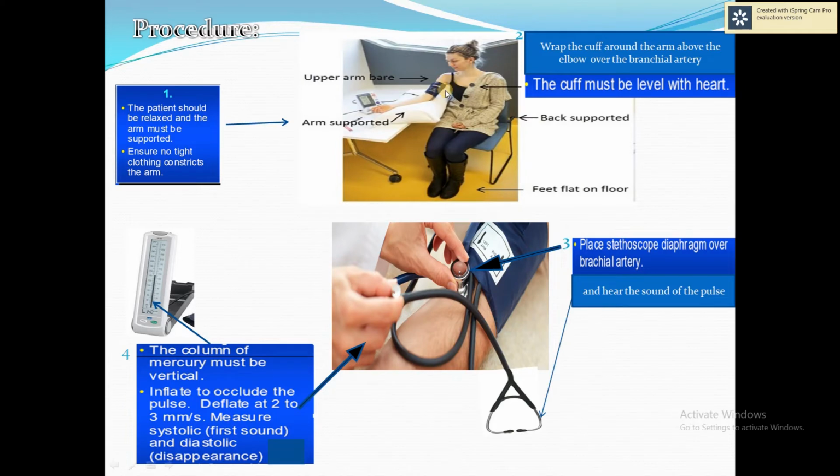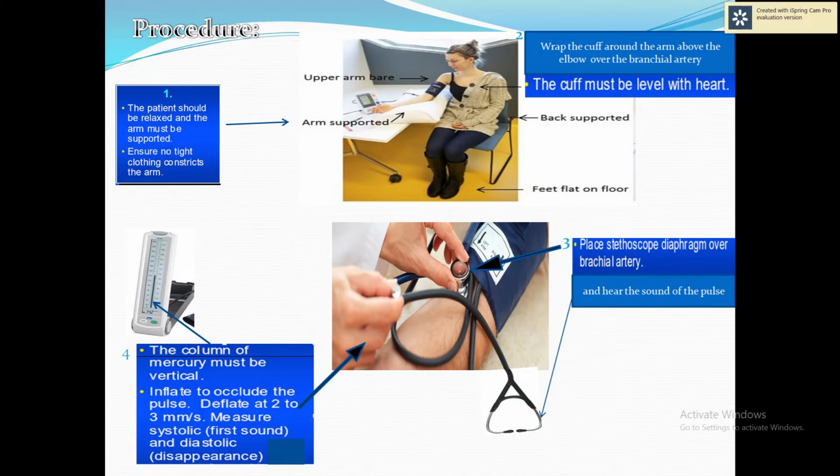So, the first step is you'll have to wrap the cuff over the arm and place the diaphragm at the cubital fossa. As soon as you place the diaphragm of the stethoscope on the cubital fossa, you'll be able to hear the pulse. Now, pump the air into the cuff with the rubber bulb. Thus, the cuff inflates and the pulse is occluded. And then later, release the air from the rubber bulb and carefully listen to the sound.